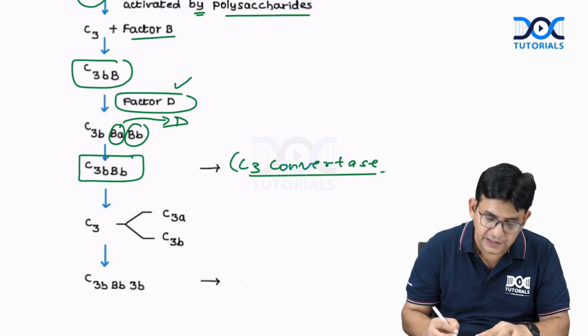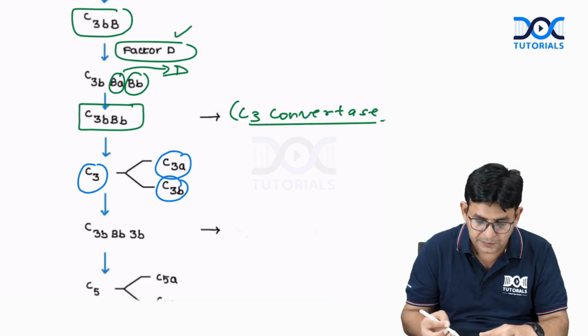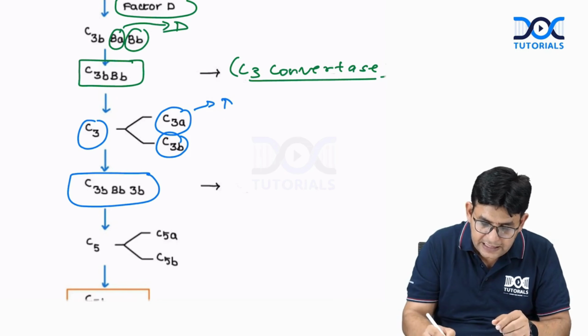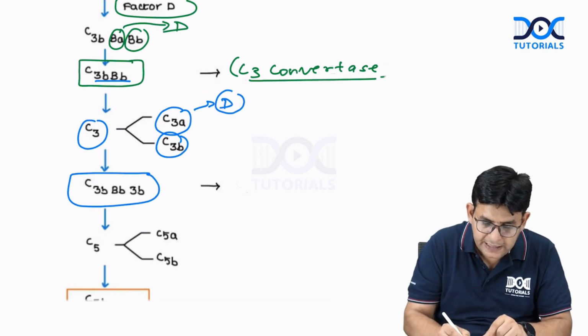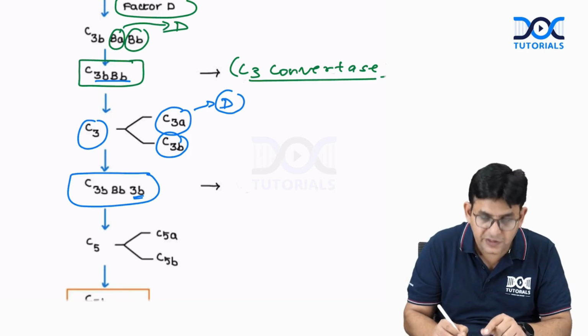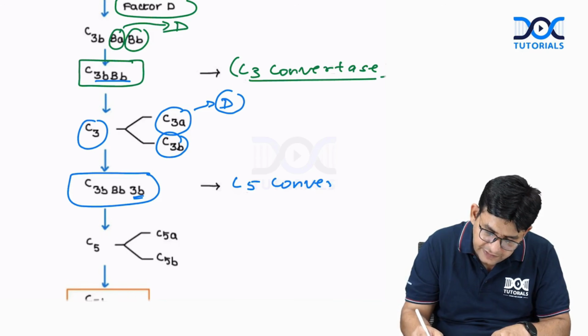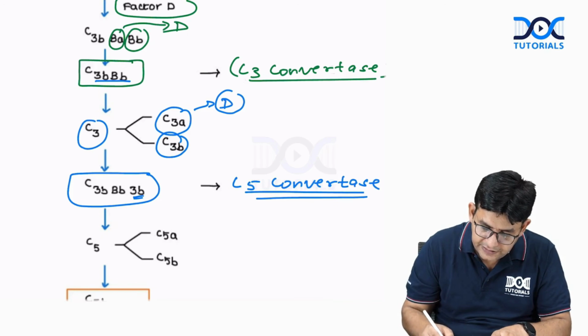If it is C3 convertase, it will act upon where? C3, dividing into what? C3a and C3b. Yes or no? And what is produced here? This thing. What is discarded? As a rule, C3a is discarded. What is there? C3b, capital B small b, and C3b. And this is what is termed as C5 convertase.